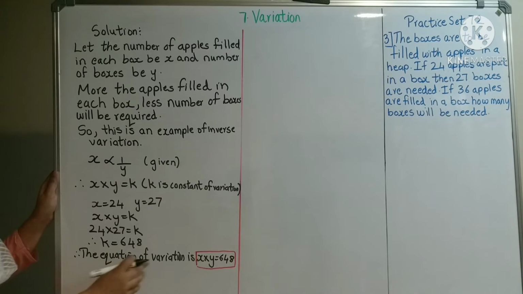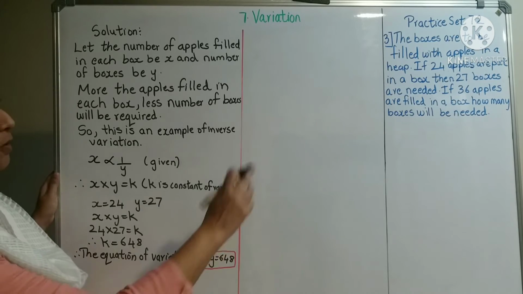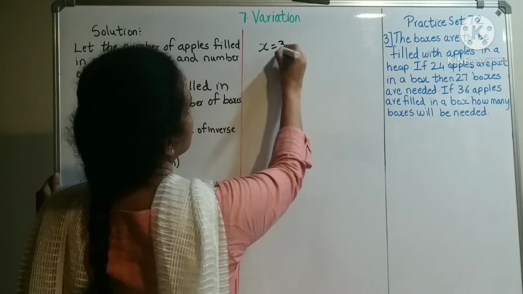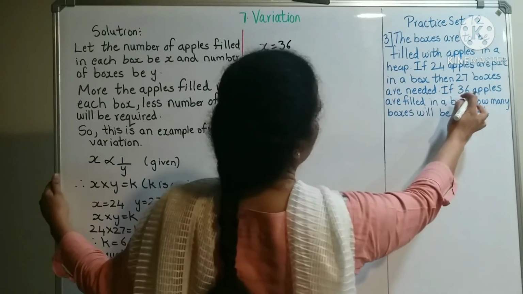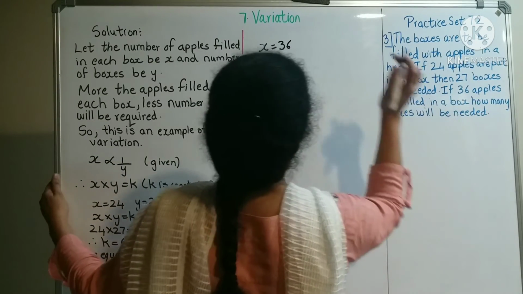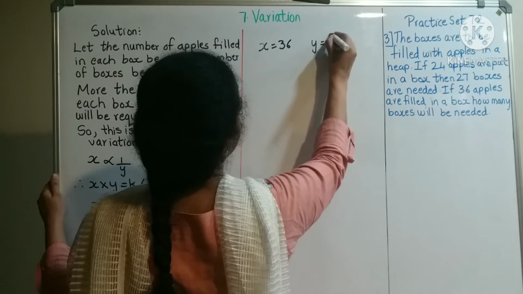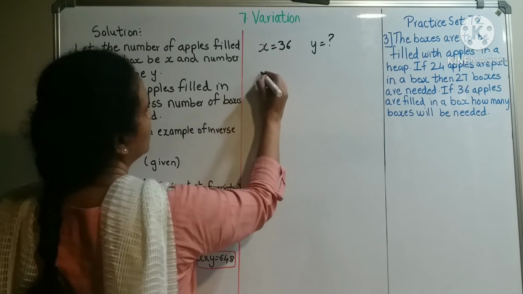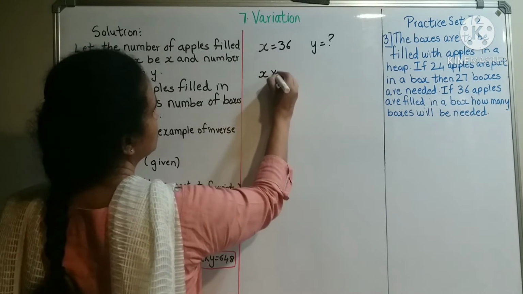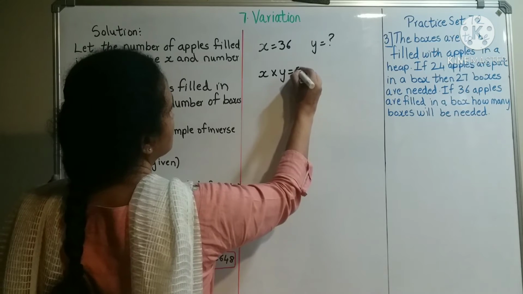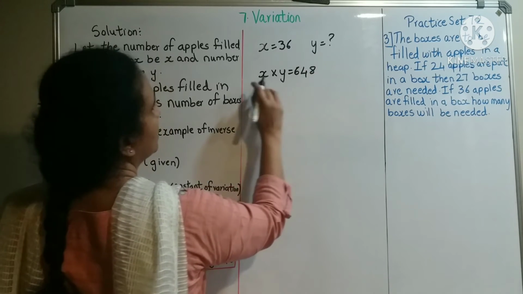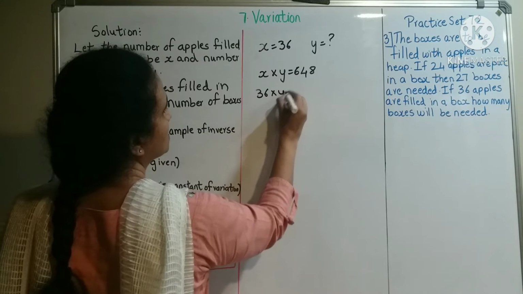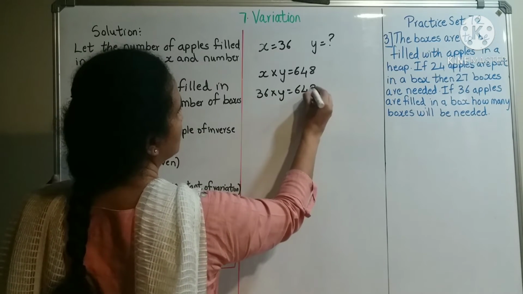Now we will use this equation of variation to find out the value of y. X is given to us as 36. X means the number of apples filled in a box. And y we are going to find out. Y means the number of boxes needed. Write the equation of variation x into y is equal to 648. X over here is 36. So 36 into y is equal to 648.